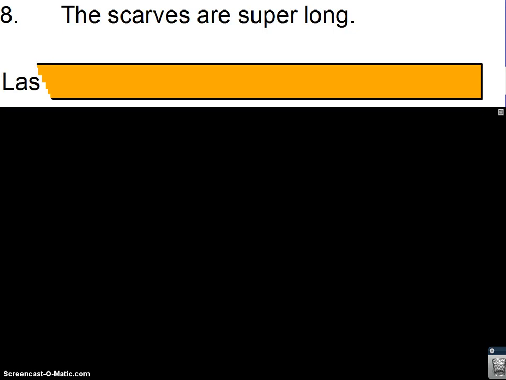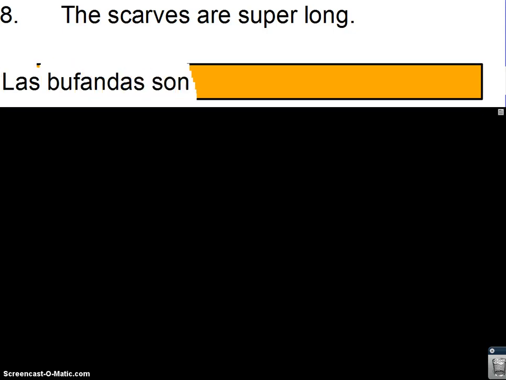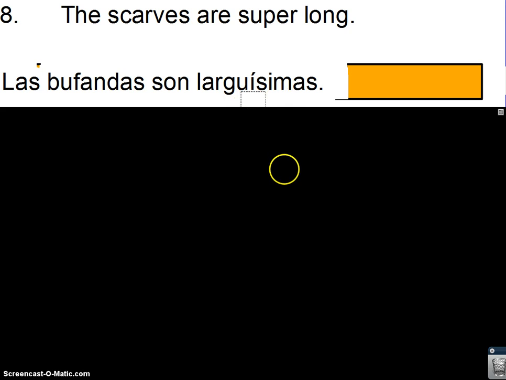Number 8. The scarves are super long. What is this? This is a super superlative. So the scarves are super long. If you remember from your notes, largo is long. We would drop the vowel and add isimo and make it match. So to match bufandas, it would be isimas. But if you just have G and then I, that's pronounced larguísimas. And this is the irregular that we talked about, having to add the U to make it larguísimas.